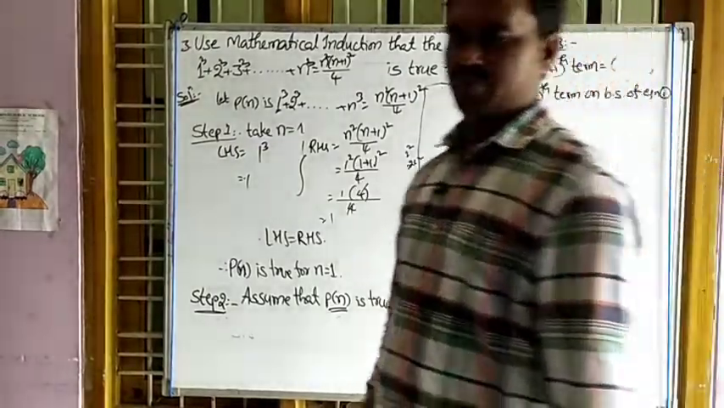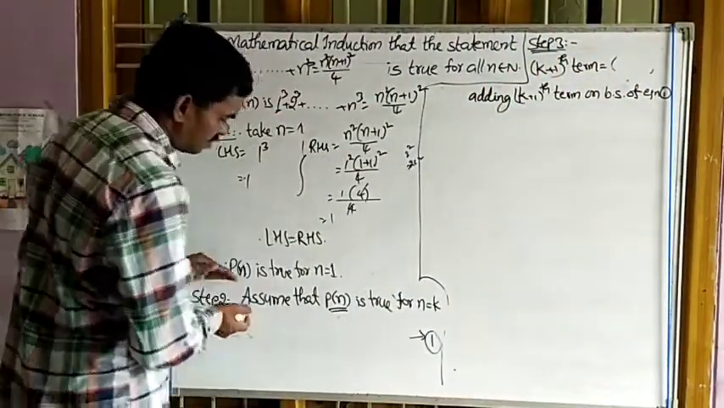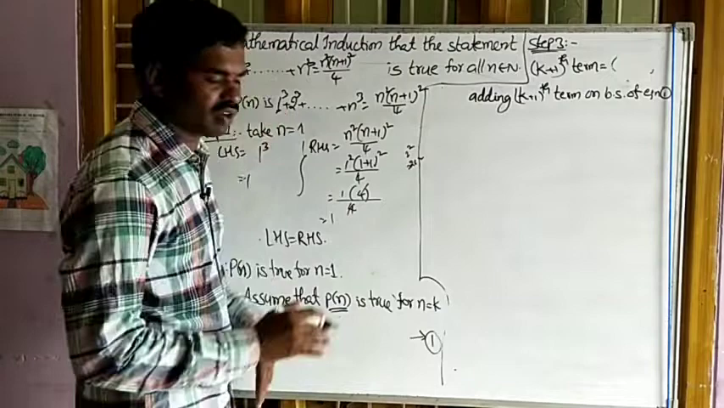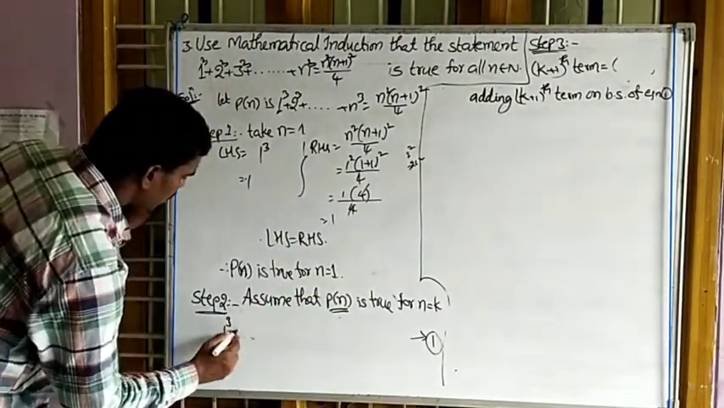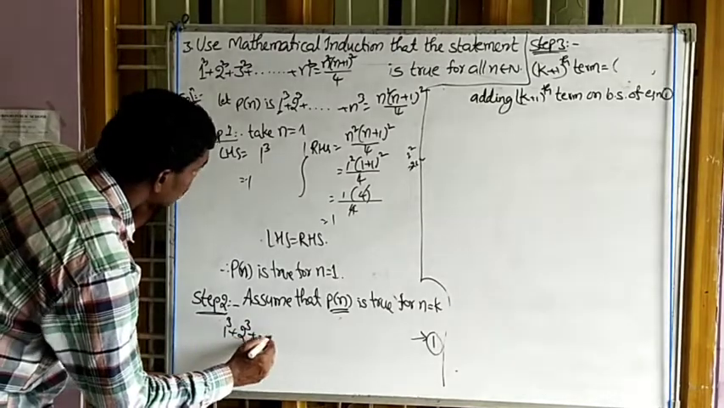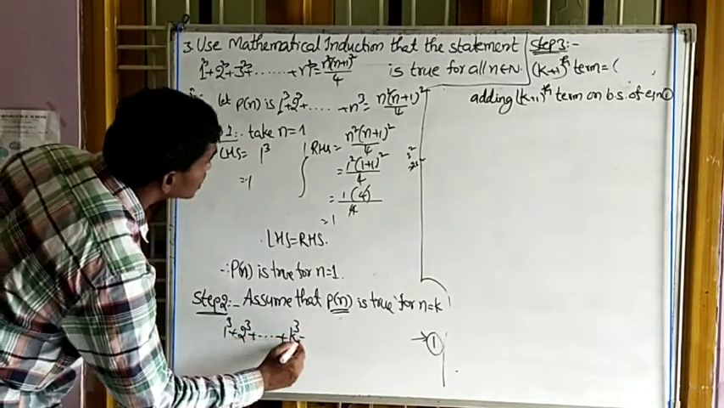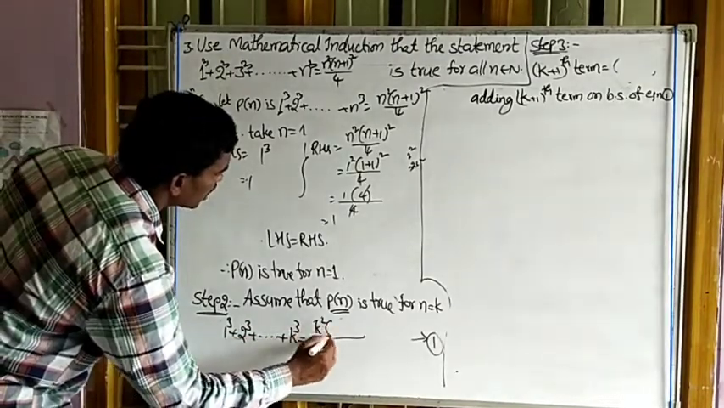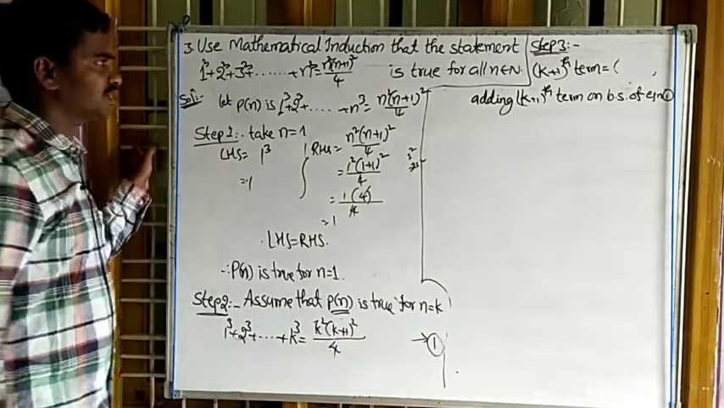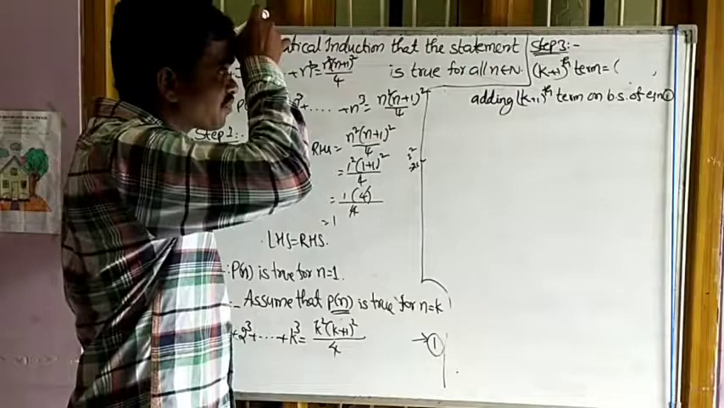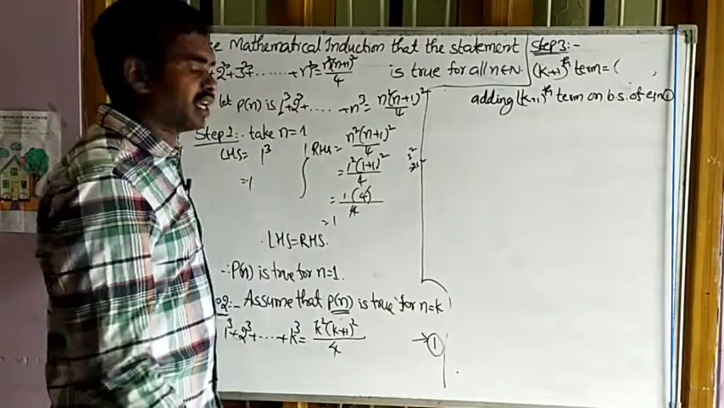Next, step 2. What do we have to write? Assume that P of n is true for n equal to k. So that means 1 cube plus 2 cube plus so on plus k cube is equal to k square into k plus 1 whole square by 4. This is step 2. Next, in step 3, the k plus 1 term we have to take.